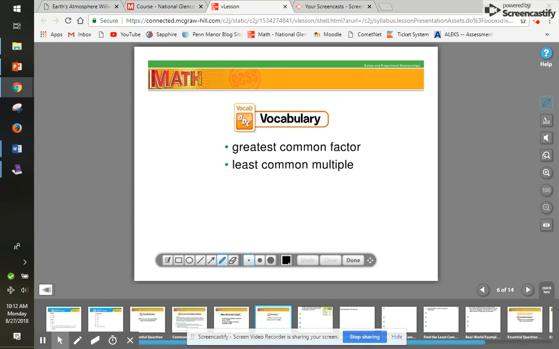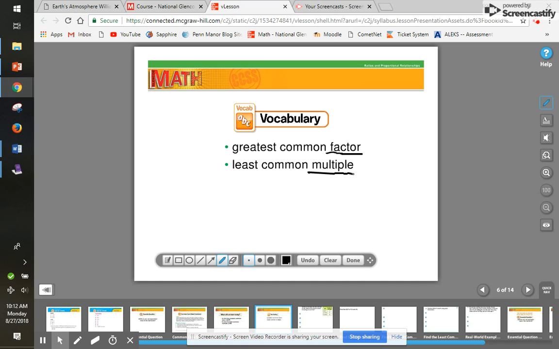Today we would like to talk about greatest common factor and least common multiple. Some key words that usually stump some 6th graders, and the difference between these two terms. The first word is factor. And what is a factor? Need to know that. And multiple. And what is a multiple?